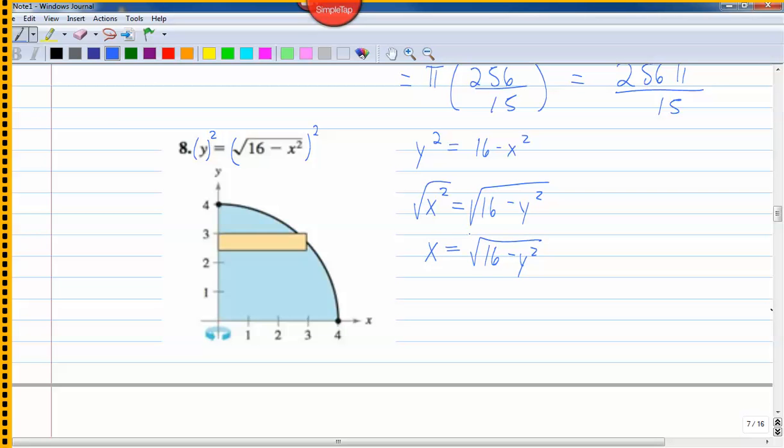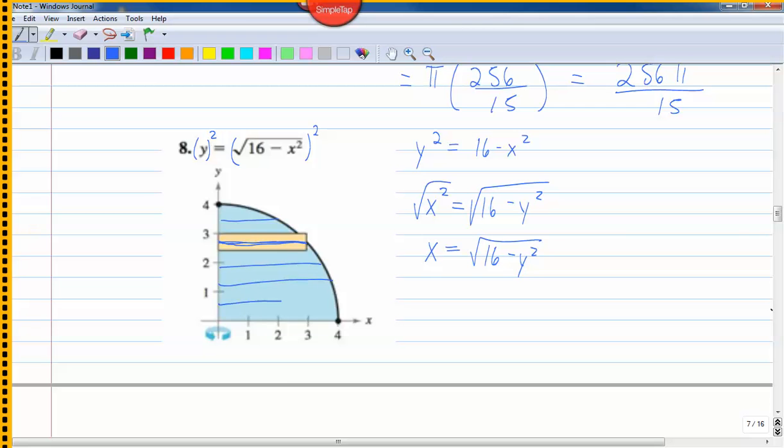This is the same as this. The graph is the same. It's just written x equals instead of y equals. Okay, and what is the radius of each one of these discs that's going to be made? It's the height of the rectangle. So the height of the rectangle depends on where you are on this function.